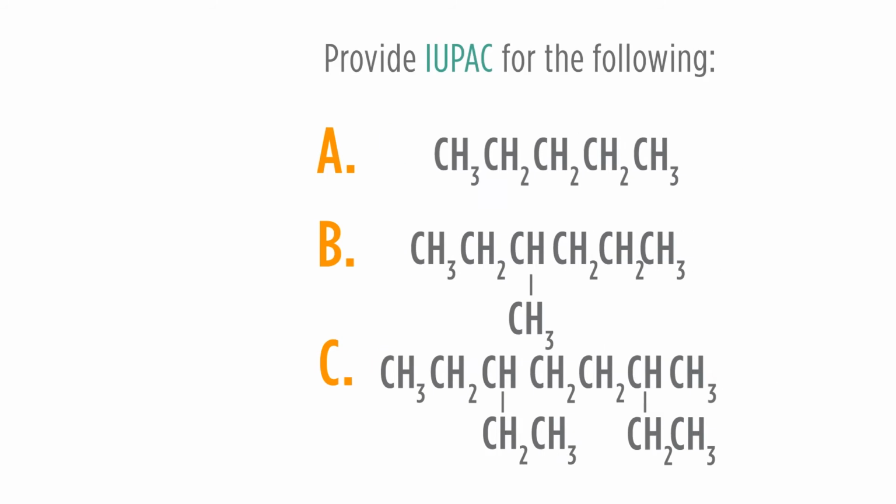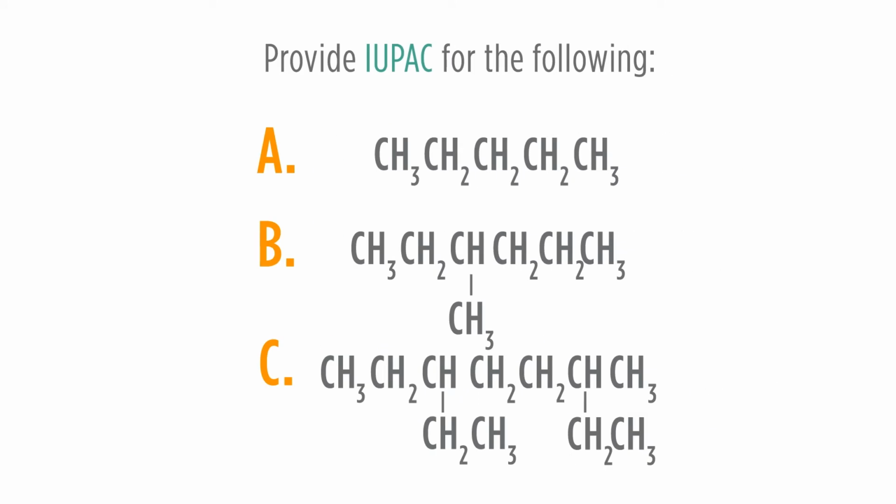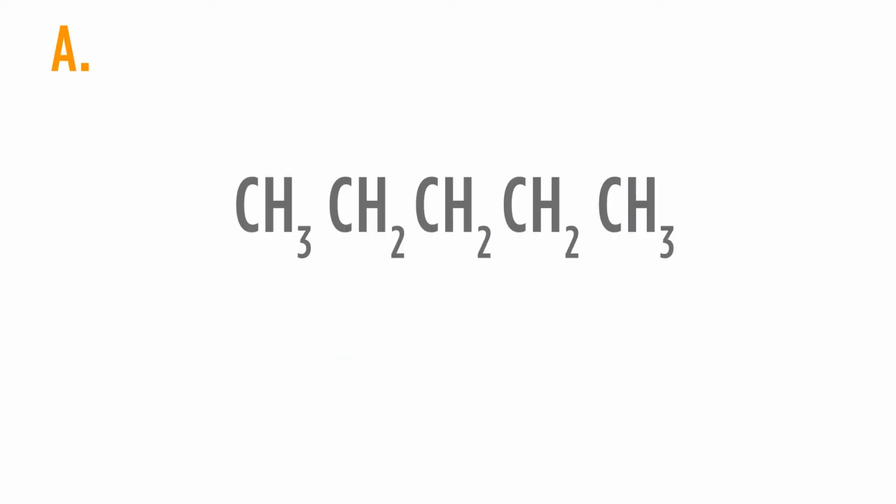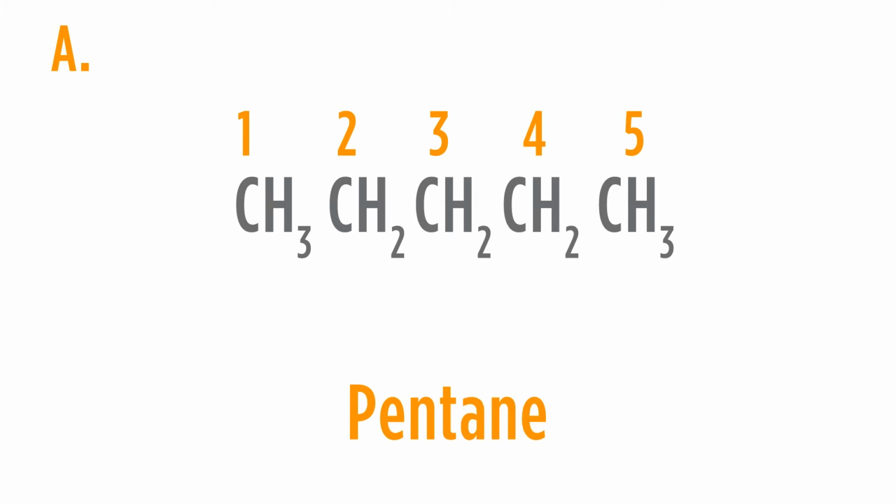Let's look at a straightforward problem. Provide the IUPAC name for the following. Starting with A, we can dissect this one by just counting out the number of carbons. 1, 2, 3, 4, 5. If we counted the other direction, we'd still get 5 carbons. It's always important to count the carbons in any possible direction you can to make sure that you found the longest chain. Therefore, the root for this would be pent. It is an alkane, so this would be pentane.